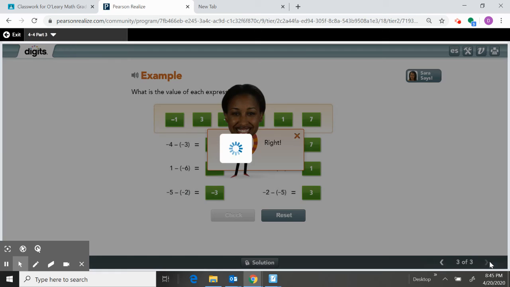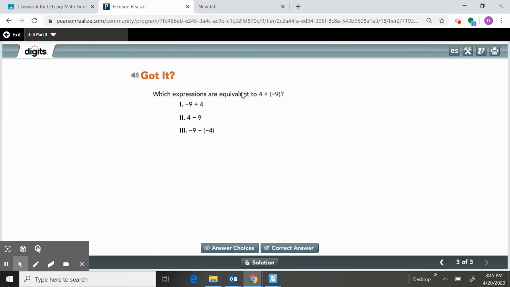Woo! All right, and last example, which expressions are equivalent to 4 plus negative 9? It says which expressions here, it means it should be more than one. 1 and 2 only, 1 and 3 only, 2 and 3 only, 1, 2, and 3. Okay, so here's my answer choices up here. So 4 plus negative 9.